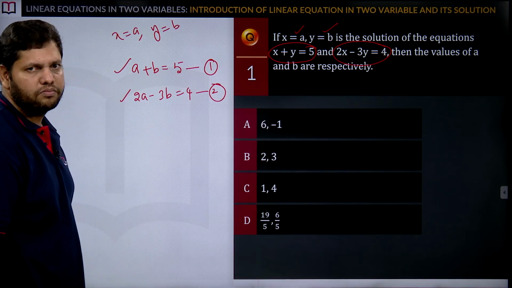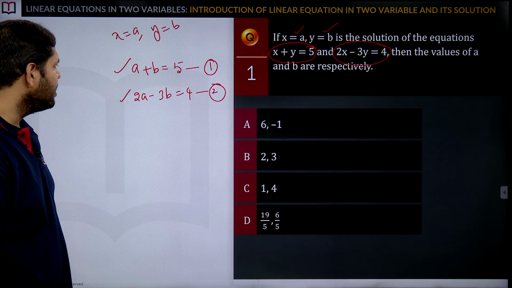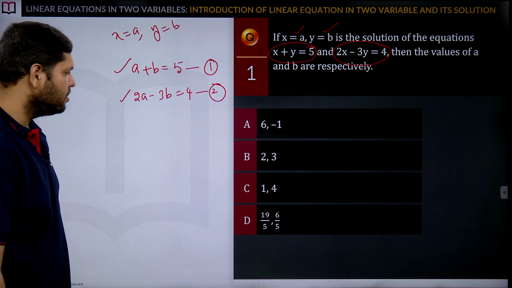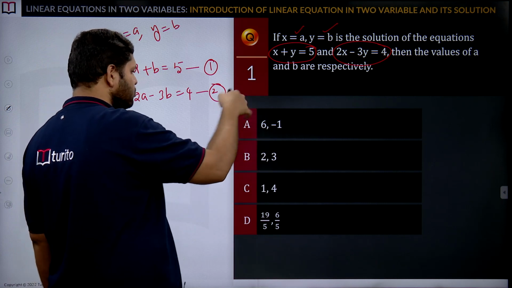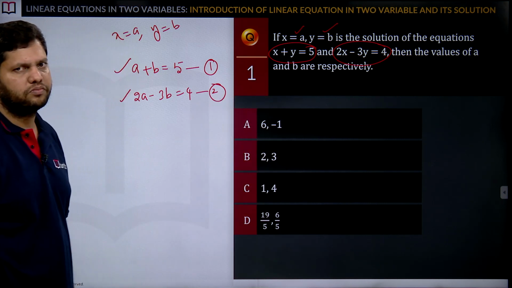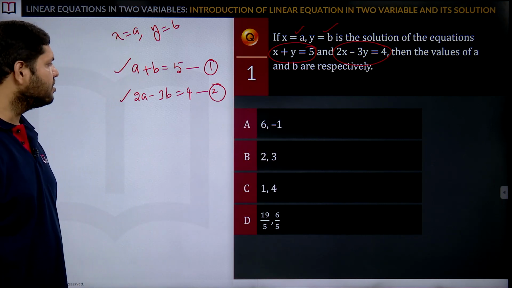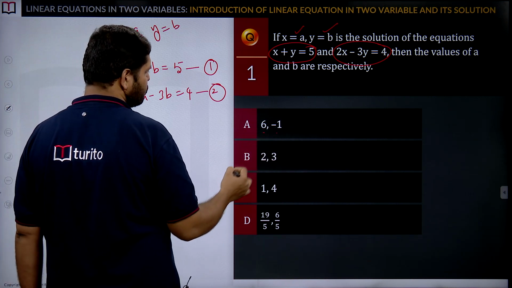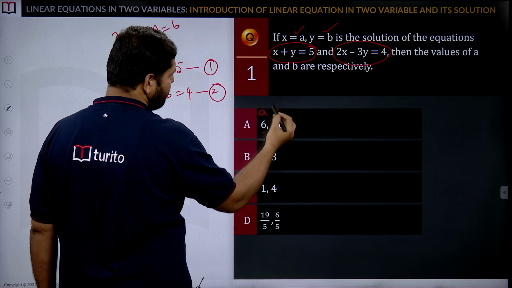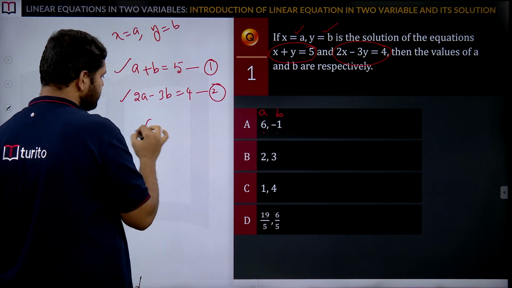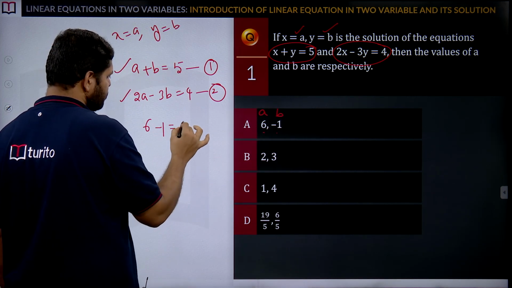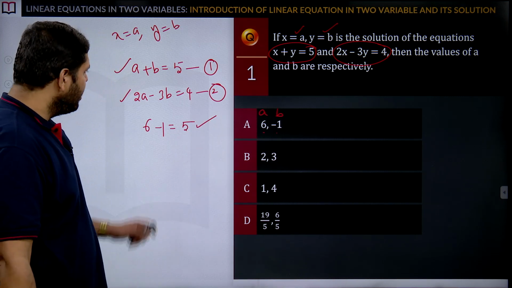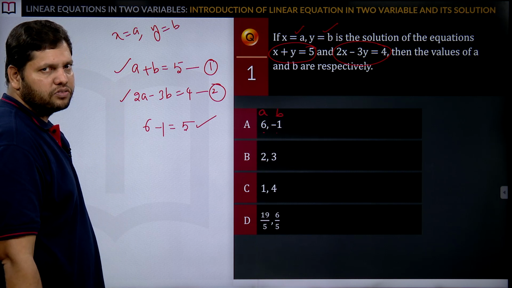Now tell me children, how can we find the a and b values? You can go from the options to the answer, or you can try the options also. Here the first option is 6 comma minus 1. So you can take it as the a value and b value. Substitute a is equal to 6 and b is equal to minus 1. So I got 5. So I can say the first equation is satisfied. And in the same way, check the second equation also.